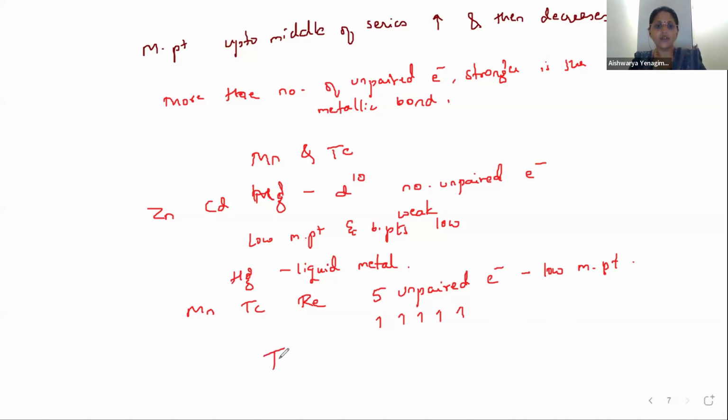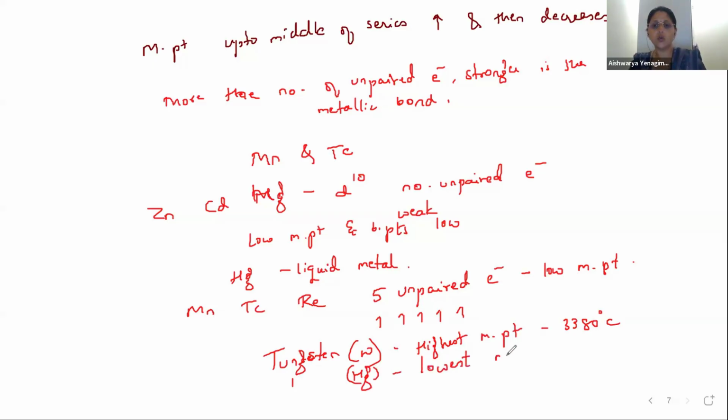So here again you have tungsten. If you look at tungsten, the symbol is W. Why did I say tungsten? Because this is the metal with the highest melting point. Out of all metals, tungsten has the highest melting point, 3380 degrees Celsius. And mercury, as we said, is a liquid metal. It has the lowest melting point. Do you all know what it is? It is minus 39 degrees Celsius. So this is all about the melting and boiling points.